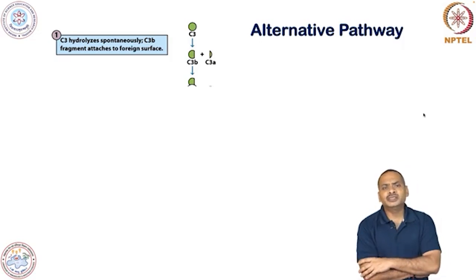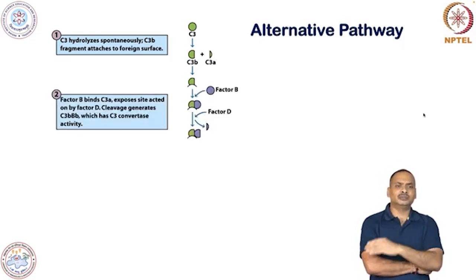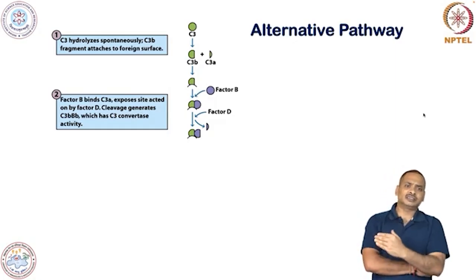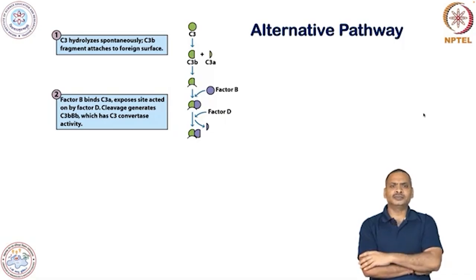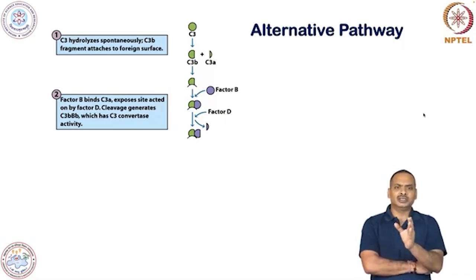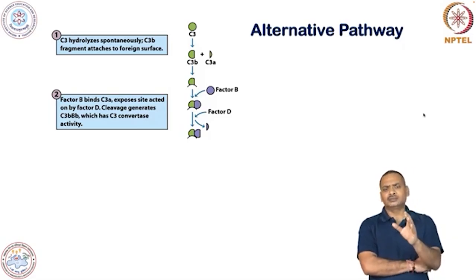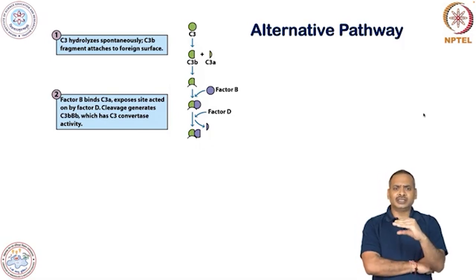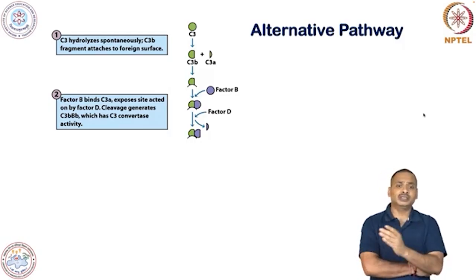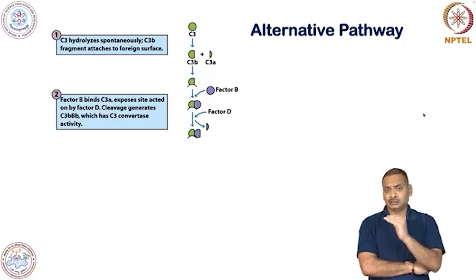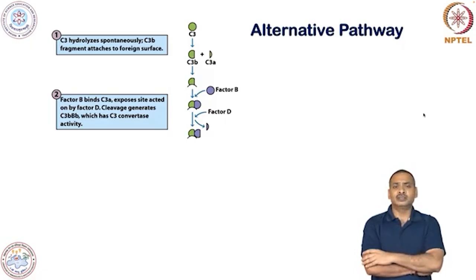And once this C3b is generated, then there is factor B. This factor B binds C3b and exposes a site to be acted on by factor D. So here you can see that factor B will be binding with C3b, and then factor B will be cleaved by factor D. Factor D has a property which triggers the cleavage of factor B, and then there will be generation of Bb, capital B, small b, which is the larger fragment of factor B, and also generation of fragment Ba.